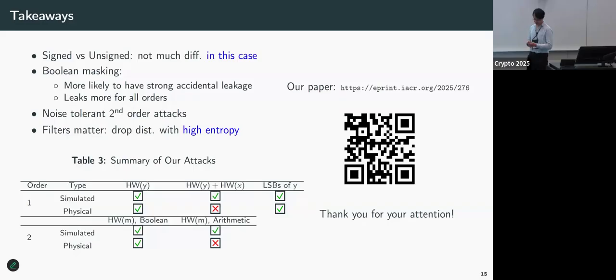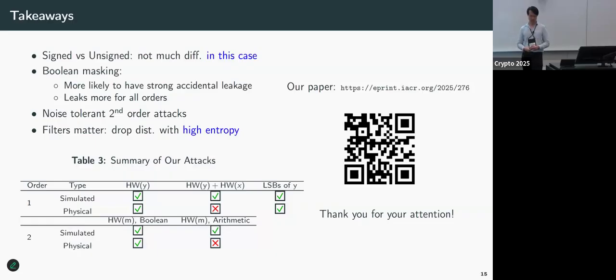And with that, we come to our last slide. To sum up, we show that in this case, there's not much difference between sign and sign representation. And we show that Boolean masking just leaks more information regardless of the order of the attack in this case, so the first and second order. And we show that it's more likely to have strong accidental leakage.